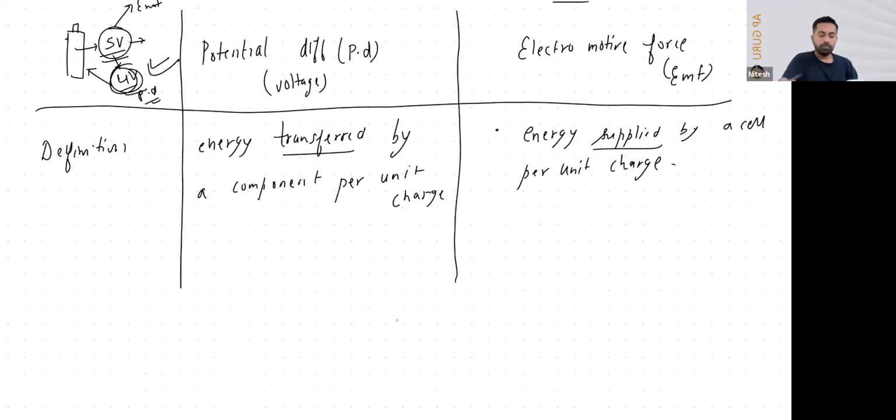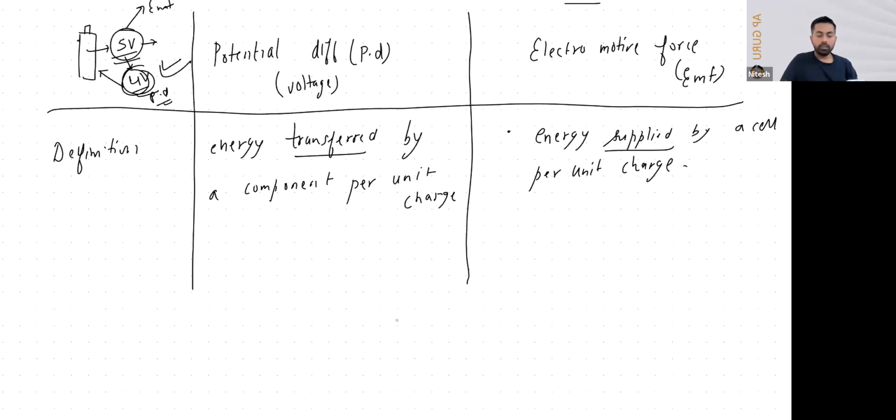The second thing is, if you look at the definition, there is no change. It's work done per unit charge, work done per unit charge.